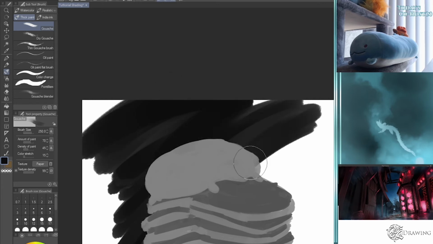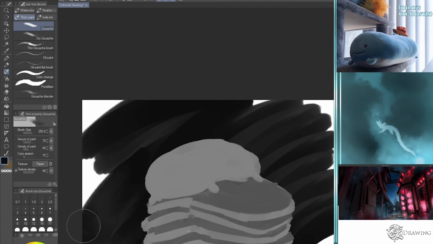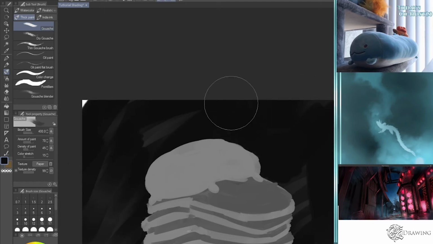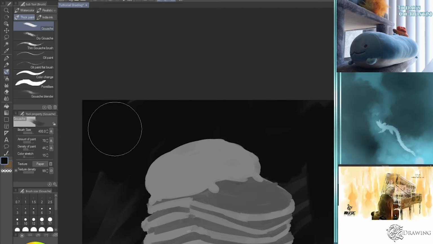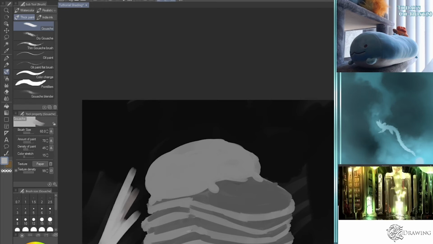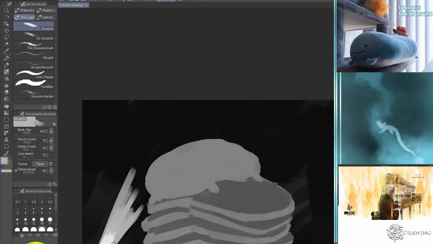I'm going to, like, really lean into Fable's idea of endless pancakes. I'm gonna put, like, a spotlight down here. This is what we call justifying lighting. That is, giving a reason in the picture why the light is coming from the direction it's coming from.